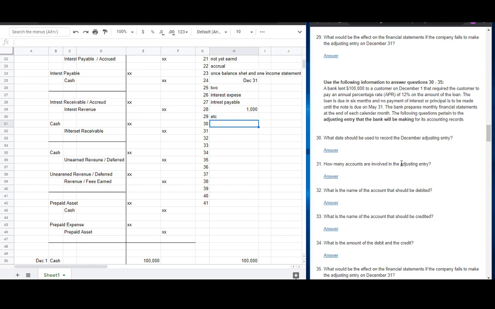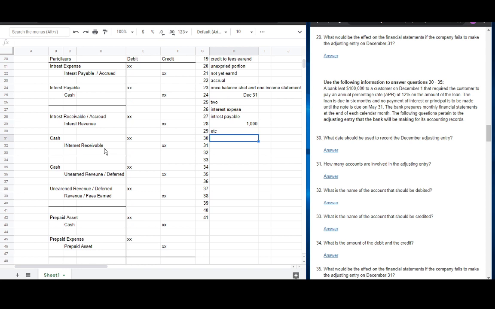And number 30, it's a problem. The bank lent 100,000 to a customer. Ayun. So in this question, we will do a booking entry from the perspective of the bank. So what date should be recognized? Again, December 31. How many accounts are involved? It's 2. What is the name of the account that should be debited? So we are the one receiving the interest. And what should be credited? It is a revenue.